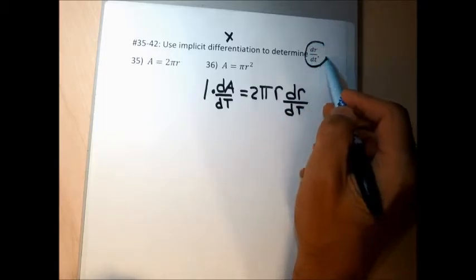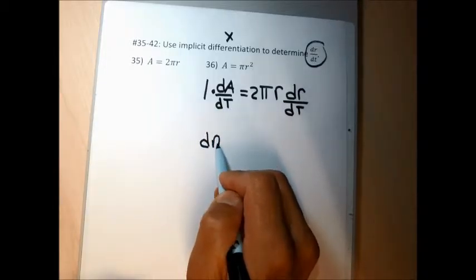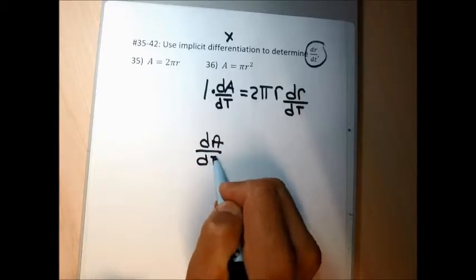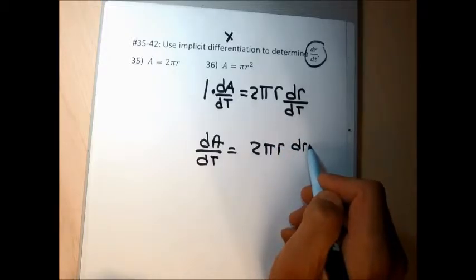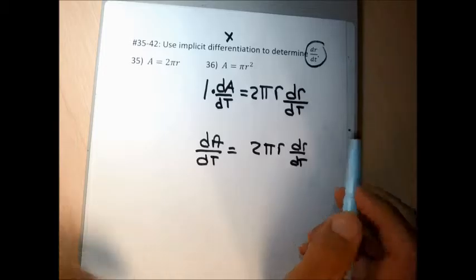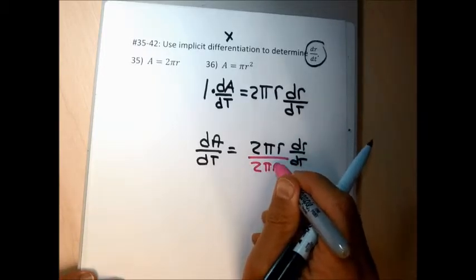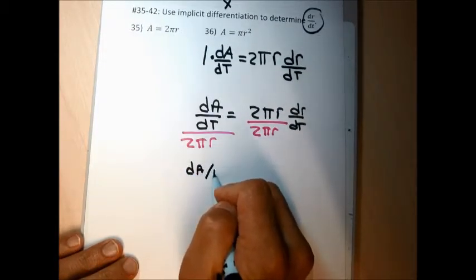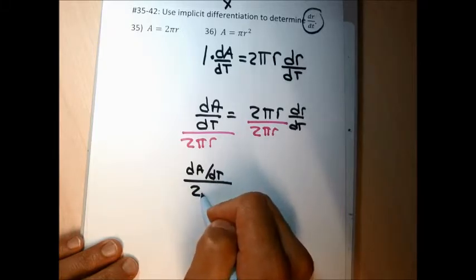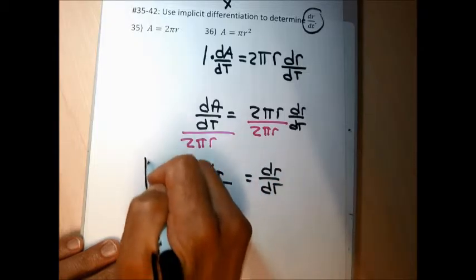This problem says determine dr/dt, so I need to solve for dr/dt. The left side, I'm going to just write it as dA/dt. The right side is 2 pi r times dr/dt. And my goal is to find out what dr/dt is. Well, there's something multiplied by dr/dt. I need to divide both sides by it to get what dr/dt equals. And so on the left-hand side, I'm going to leave this nasty dA/dt over 2 pi r equals dr/dt. And that's going to be my answer to problem 36.